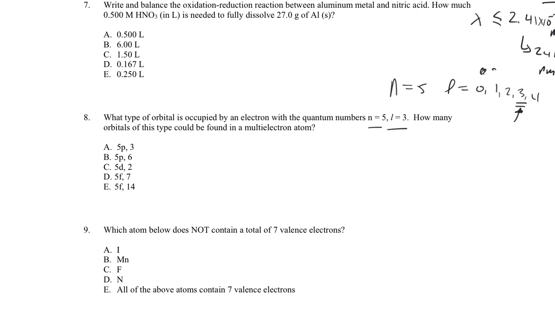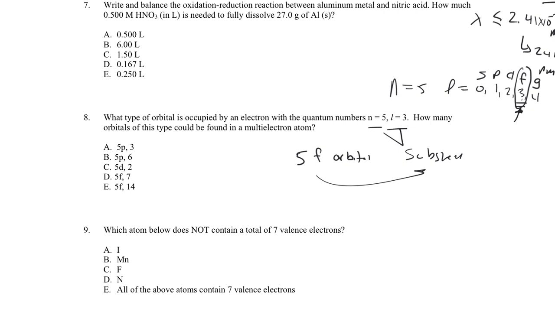I'm trying to write the orbital shape and the designation. Here would be s, p, d, f. Probably wouldn't expect you to know that 4 is actually g. No ground state element would use g orbitals, but this is going to correspond to a 5f orbital. So the n and l refer to a subshell, and so we have a 5f orbital or a 5f subshell designation for this electron.